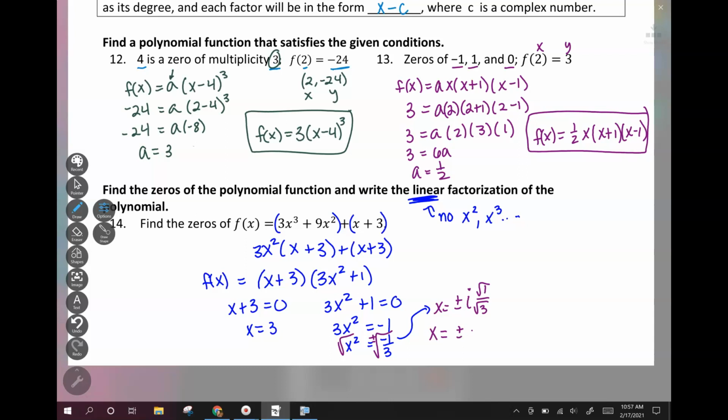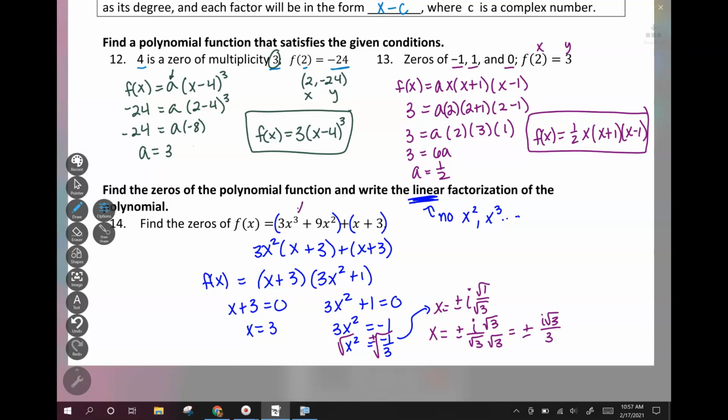Square root of 1 is 1. I'm going to put the i on top here. The square root of 3 cannot be simplified. Now you could rationalize this, remember, by multiplying by the square root of 3 on the top and the bottom. So that's i square root of 3 over 3. Square root of 3 times square root of 3 is 3. Okay, so those are your other 2 zeros.